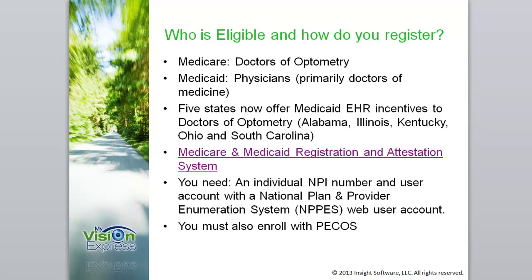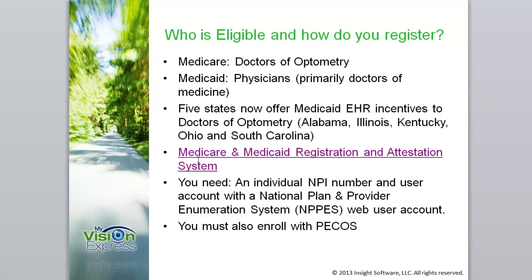Now, who is eligible and how do you register? For Medicare, it's doctors of optometry. For Medicaid, it's physicians, primarily doctors of medicine. But there are 5 states that now offer Medicaid EHR incentives to doctors of optometry. Those 5 states are Alabama, Illinois, Kentucky, Ohio, and South Carolina.